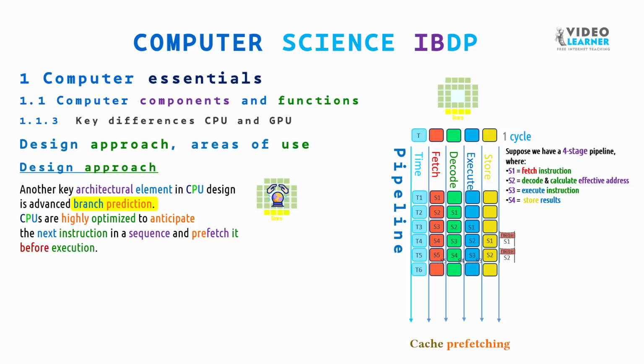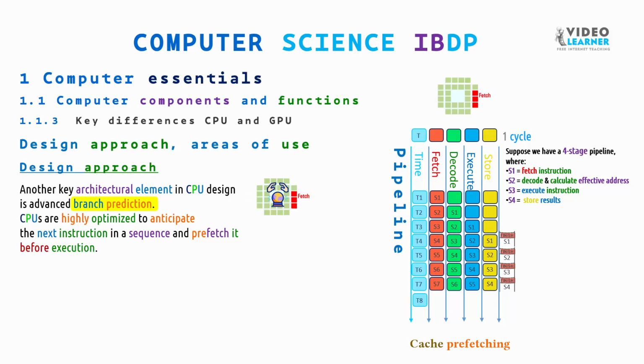Step 6. The execution of S2 instruction is completed. The S3 instruction is written back. The S4 instruction is executed, the S5 instruction is decoded, and the S6 instruction is fetched. Step 7. The execution of S3 instruction is completed. The S4 instruction is written back. The S5 is executed, the S6 is decoded, and the S7 is fetched. Step 8. The execution of S4 instruction is completed, and so on.